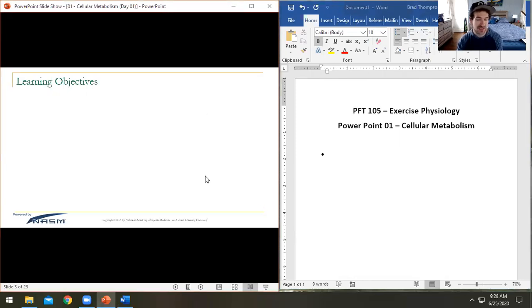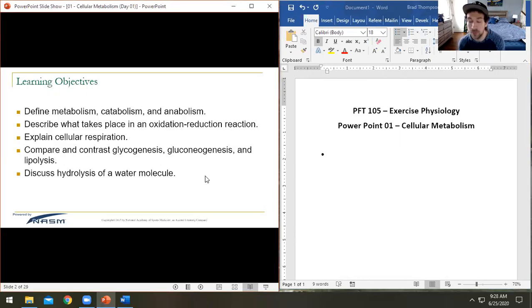today when we're talking about this, I want to describe the real basics of what metabolism is, understanding the differences between catabolism and anabolism. You can say it however you want. We're also going to describe what takes place in an oxidation reduction reaction, which is always really fun to say. We'll explain the basics of cellular respiration, which we will get much more in depth into later on when we talk about energy production.